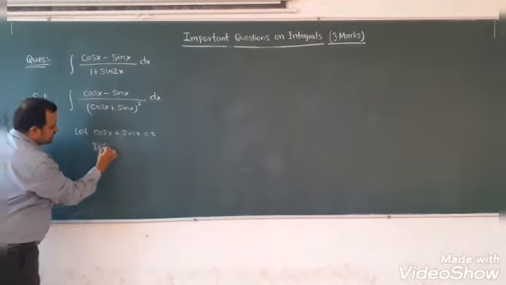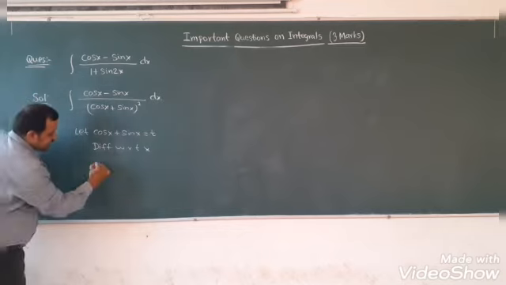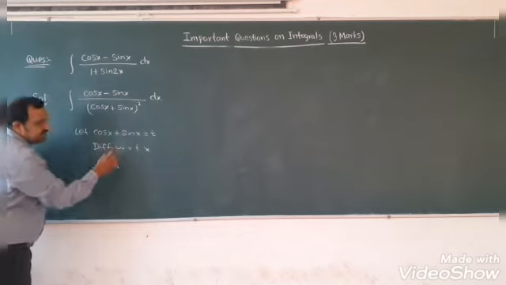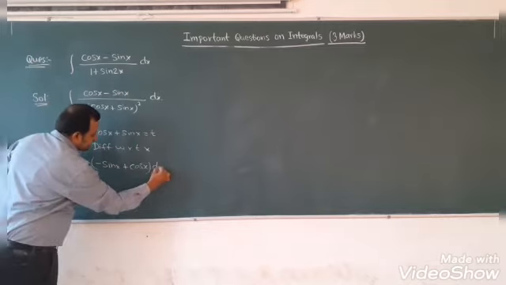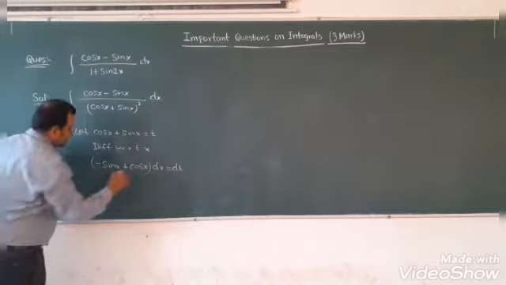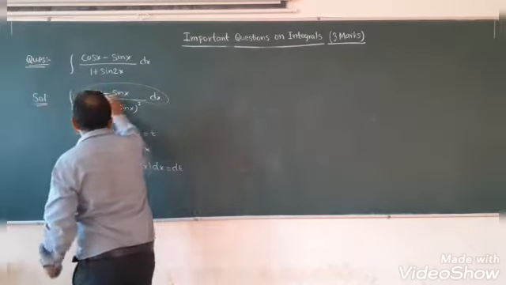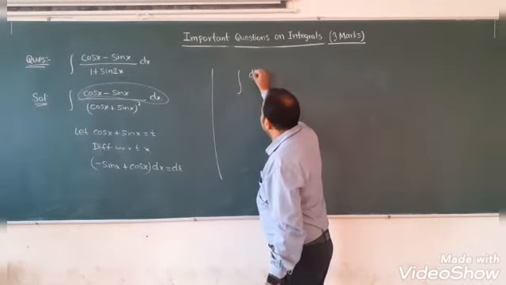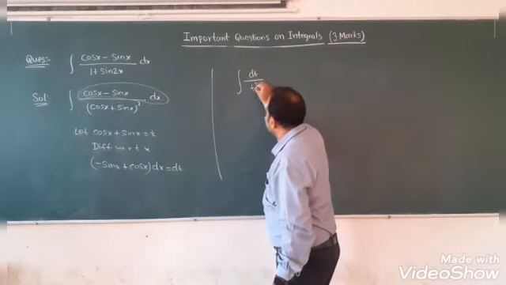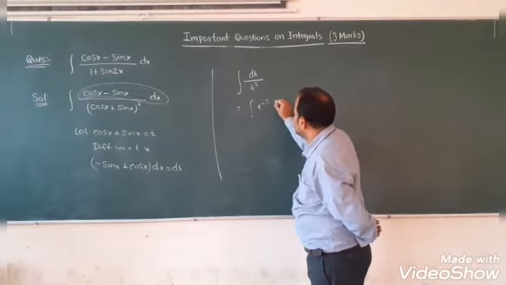Differentiate both sides with respect to x. Differentiation of cos x is minus sin x, differentiation of sin x is cos x, dx equals dt. So you can see here (cos x minus sin x) dx is nothing but dt. So this will become the integral of dt divided by t square. Now 1 by t square we can write as t power minus 2 dt.